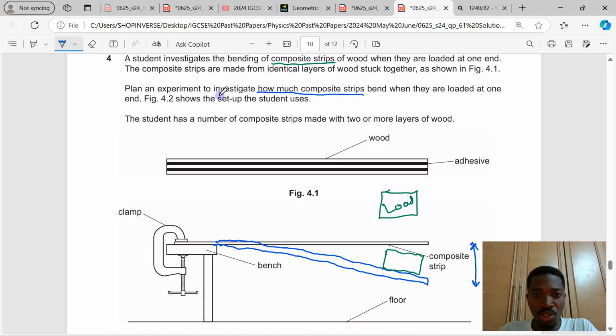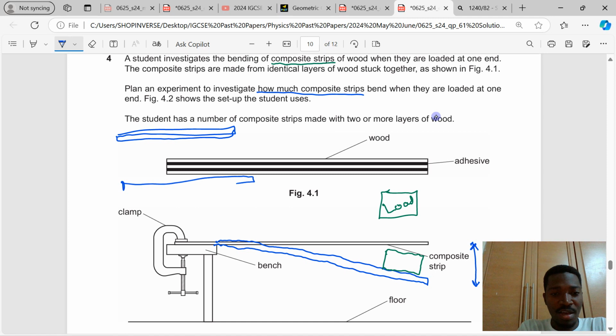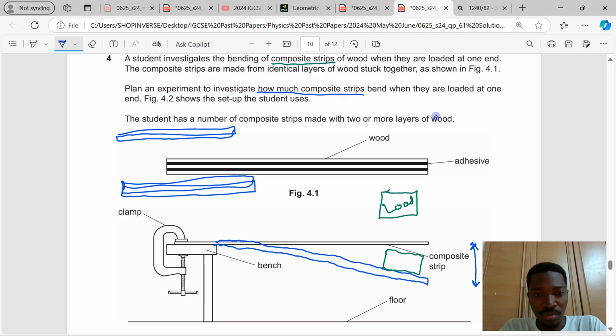Figure 4.2 shows the setup the student uses. The student has a number of composite strips made with two or more layers of wood. So since there are different composite strips made with two or more layers of wood, you can have a composite strip having just two layers of wood. You can have a composite strip having three layers of wood. You can have another composite strip having four layers of wood. I want to investigate how it bends when loaded.